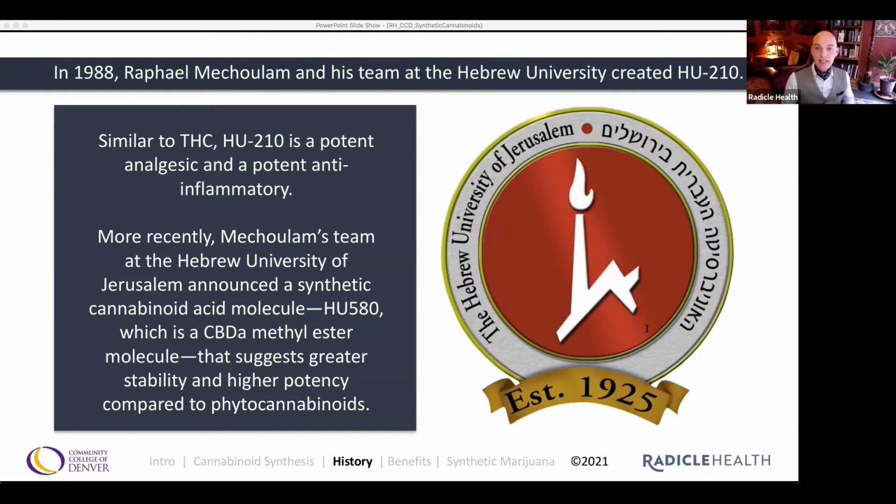And HU580 has already demonstrated anxiolytic and antiemetic properties in animal models. And this is through activation of the 5-HT1A receptor, that's a serotonin receptor.